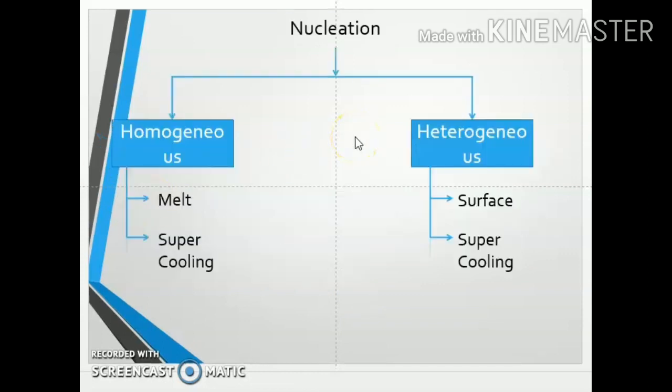The nucleation is of two types. The first one is homogeneous and the second is heterogeneous nucleation. Homogeneous nucleation is further classified as melt and supercooling, whereas heterogeneous is further differentiated as surface and surface cooling nucleation.